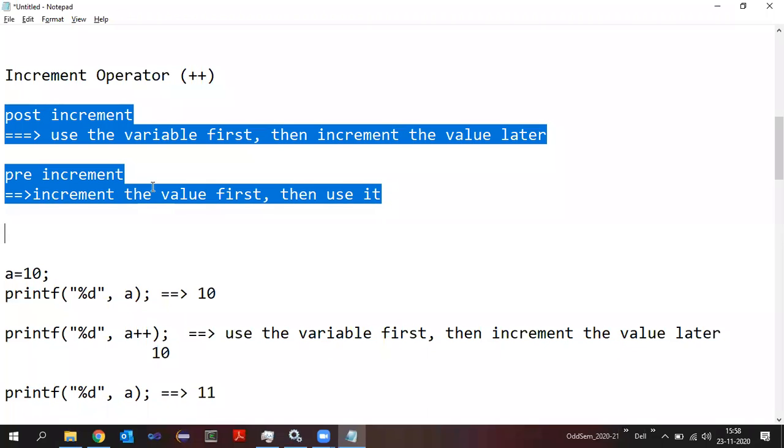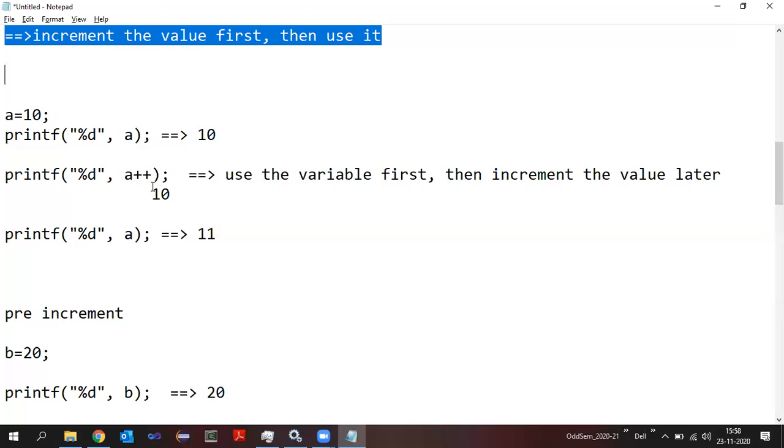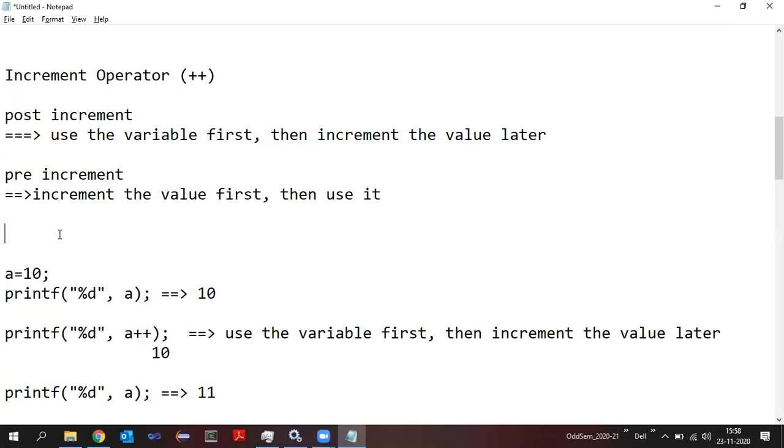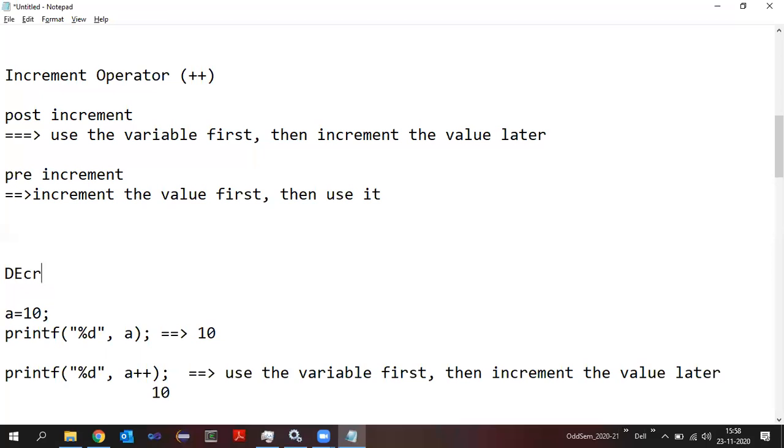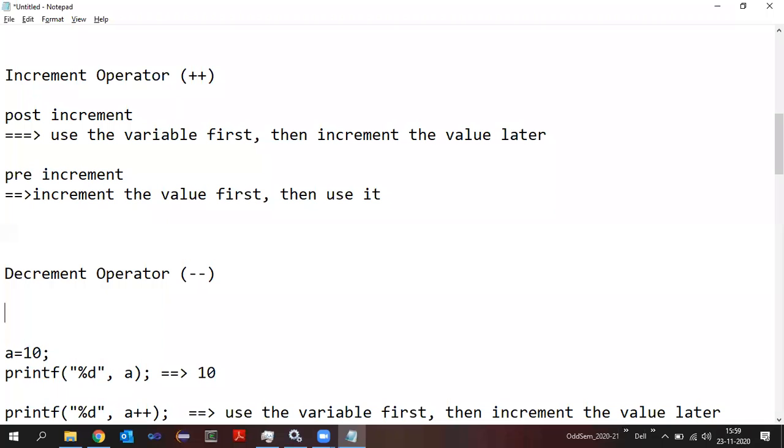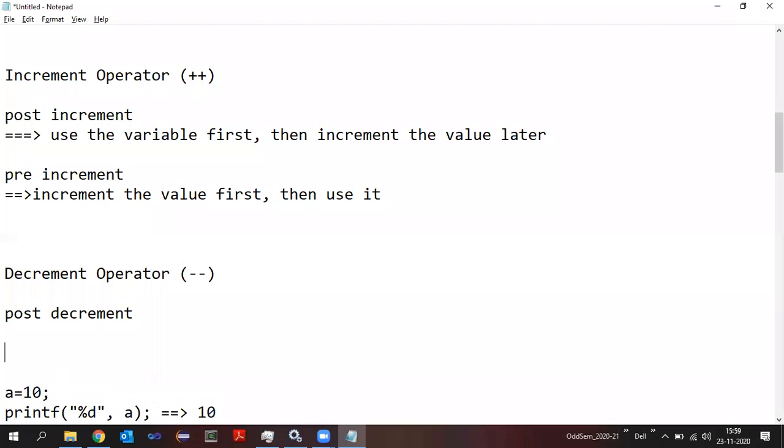Okay, now on the same concepts, there is another type of operator, what we call the decrement operator. So what do you think decrement means? As I said earlier, subtract 1. We have to subtract 1 from that particular variable. It is represented with the minus symbol. Then again there are two things here. One is post decrement. So post decrement means what should happen?